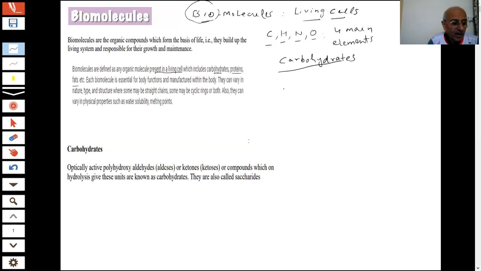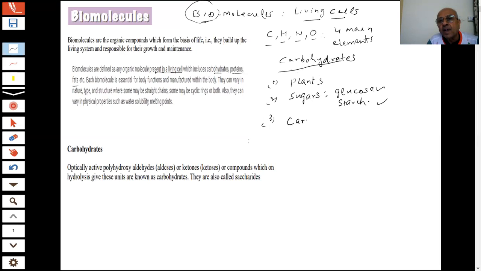Earlier, when they were talking about carbohydrates, they were primarily produced from plants, which are naturally occurring. Some common examples are sugars: glucose, starch. They are well known to us. During photosynthesis, what was happening? Plants are manufacturing glucose, and these mostly had the general formula of carbohydrates. That means they are hydrates of carbon. That is how the name came: carbo means carbon, so carbohydrates.